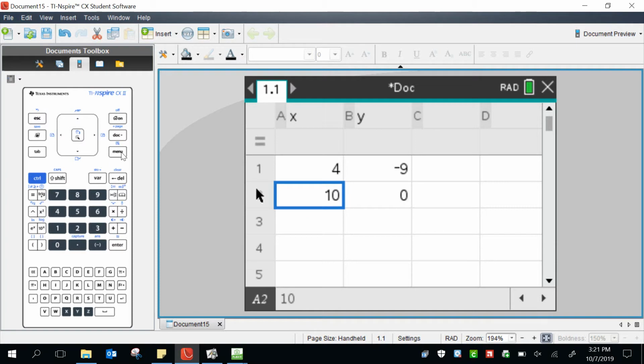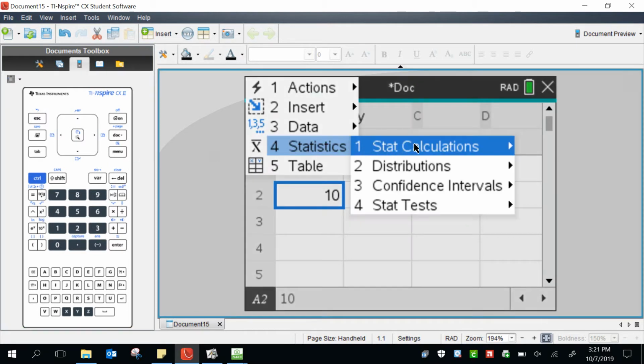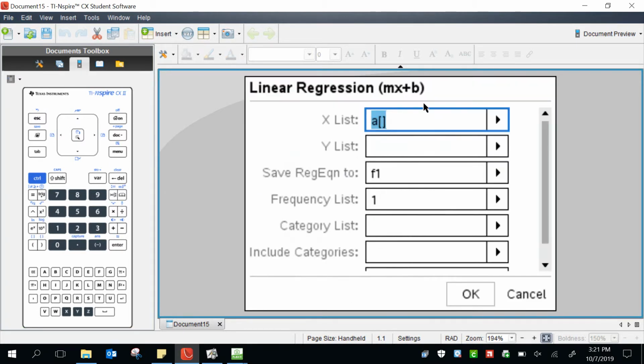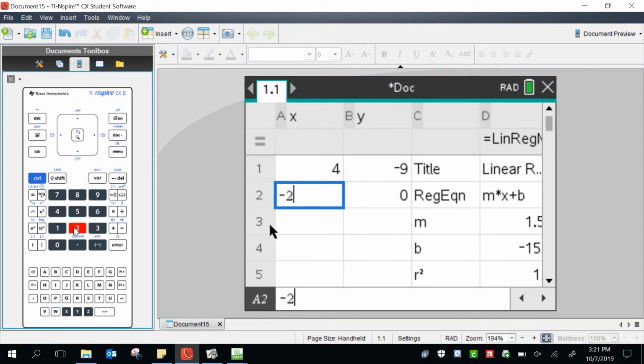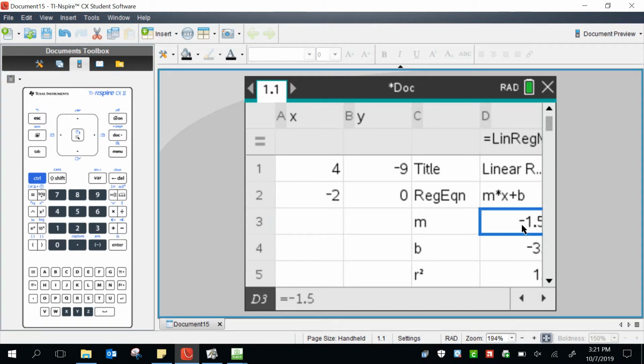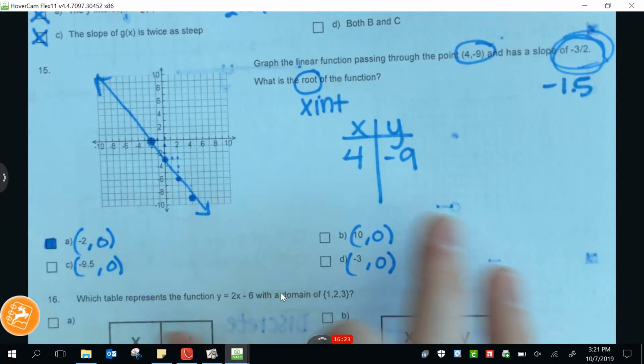So I have it in menu, stat calc, mx plus b. Use your drop down. And if I look, that gives me +1.5. Well, I don't want +1.5. I want negative. So you don't have to redo the whole thing. You just go change this number. -2, which we know is the answer. And then there you go. You can see there's your correct slope. So that is what I recommend doing if you are not good at graphing.